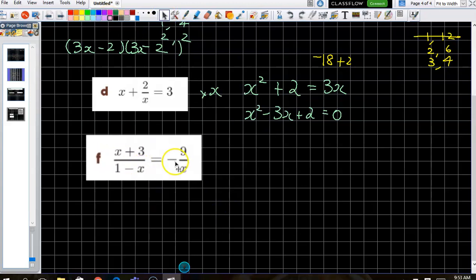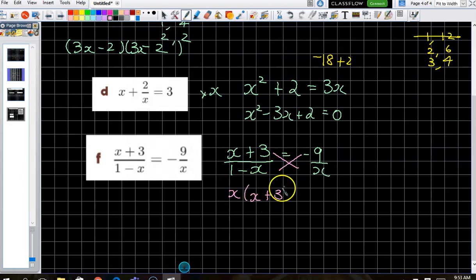So give the 9 to one of them, so it becomes x plus 3. 1 take x equals minus 9 over x, and then we cross multiply. So we end up with x times x plus 3 equals minus 9 times 1 take 9. Expand your brackets, get everything on one side, and away you go.